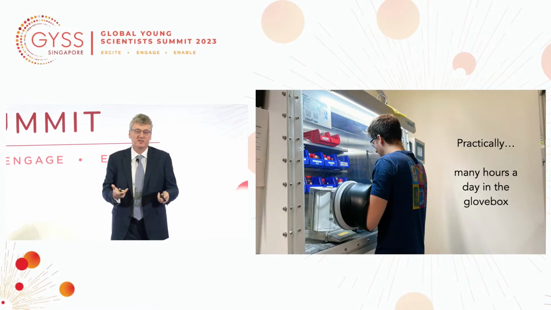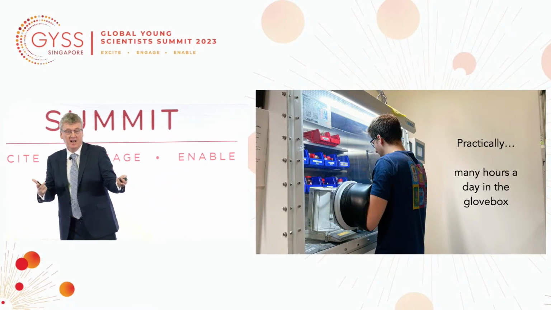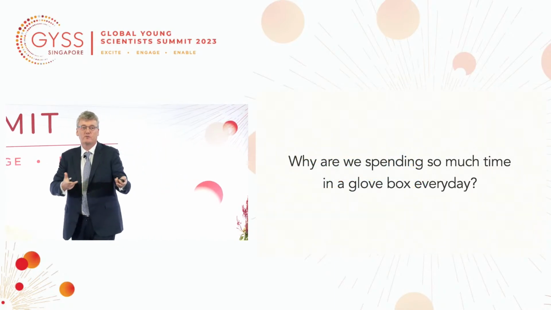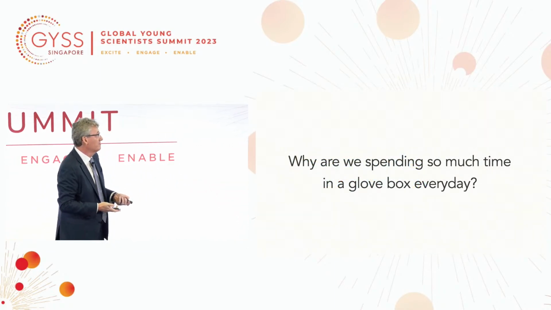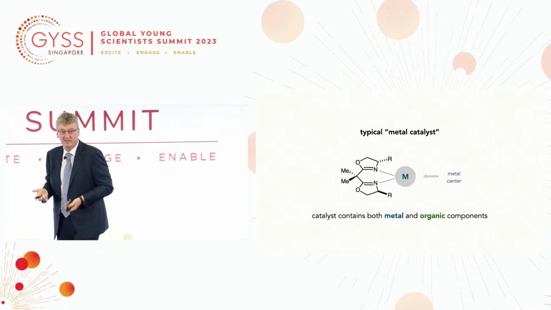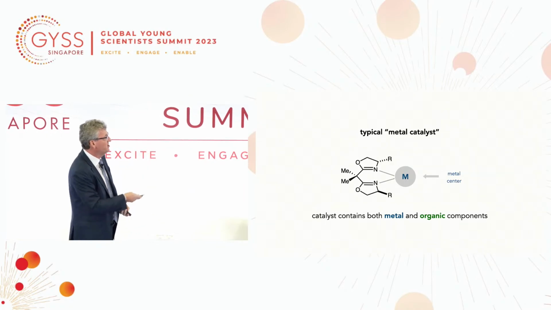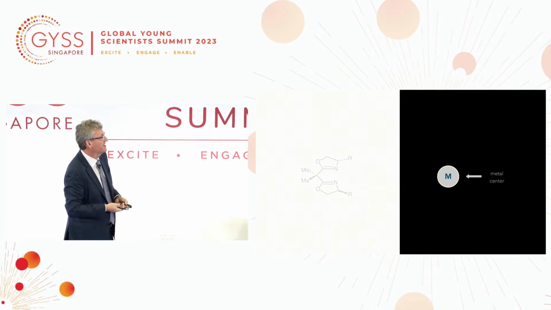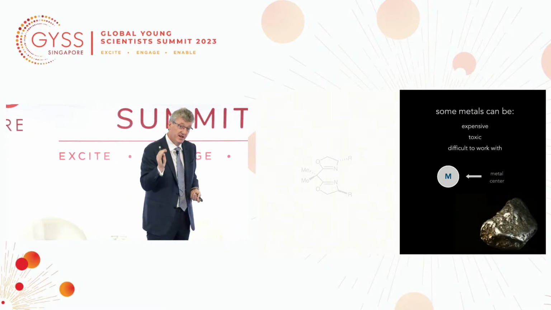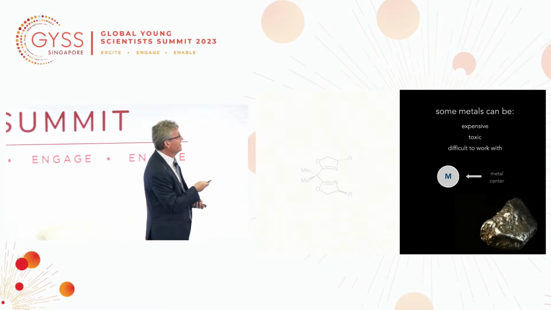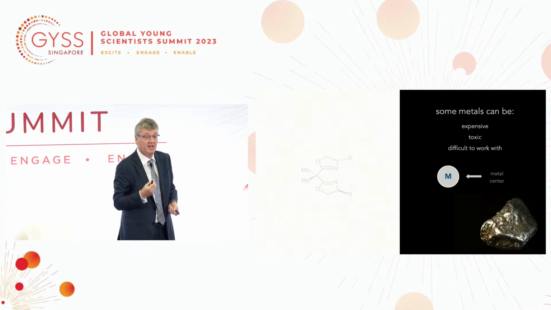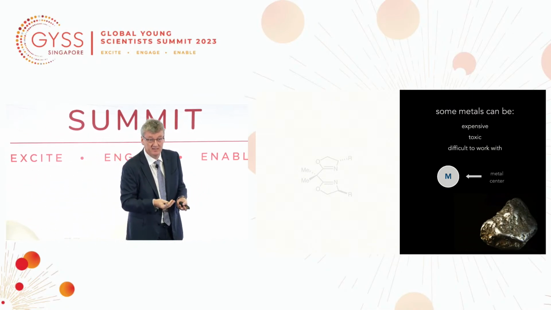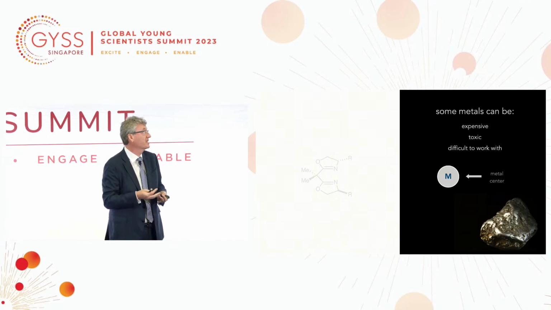After 2 years of working in this glove box, 8 hours a day, I started to ask the following question: why are we spending so much time in a glove box every day? This just seems unnatural as chemists. With this in mind, you can look at a typical catalyst used at that time, and even visually, you can break it right down the middle into what looks like 2 different parts. On the right-hand side is the metal center, and metals, in certain cases, but not all, can be expensive, they can be toxic, they can be difficult to work with, and there are also sustainability issues. For example, right now, we only have enough palladium on our planet to last 90 years, which is also a really scary number.